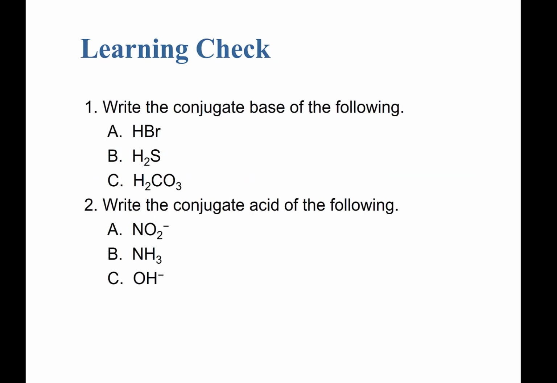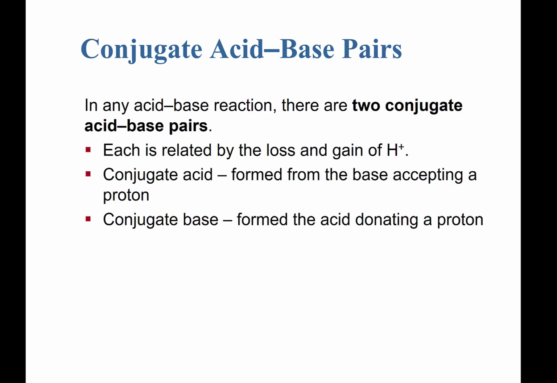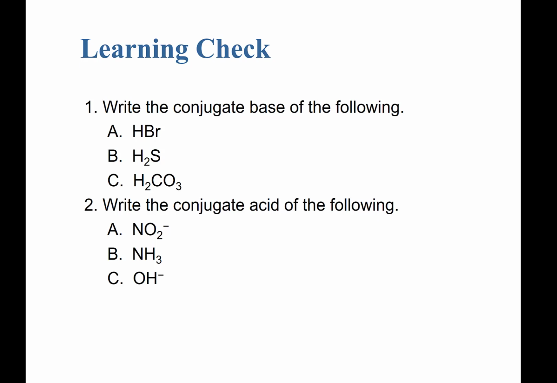All right, so this one says write the conjugate base of the following. So we're going to go back here. A conjugate base is formed by the acid donating a proton. So in this case, if these are going to donate a proton, I'd get rid of the H and I would have Br minus. If I lost an H here, this would be HS minus. And if I lost an H here, this would be HCO3 minus. So in each case, I lose an H.